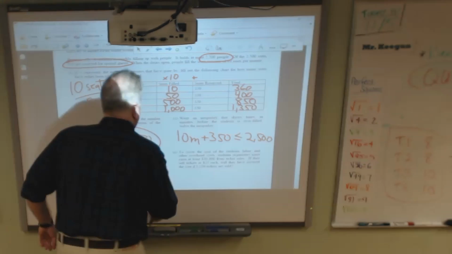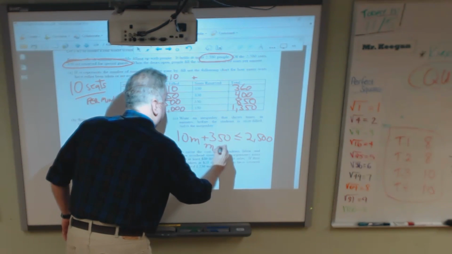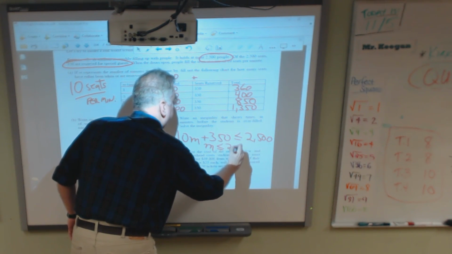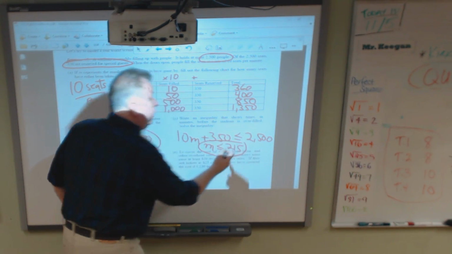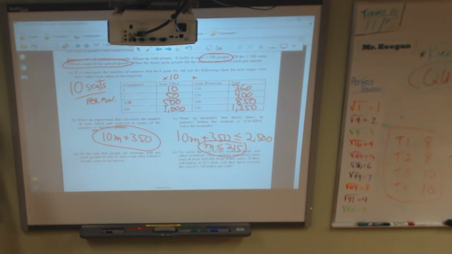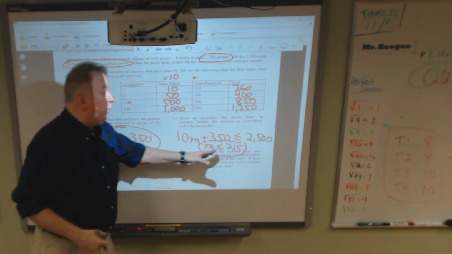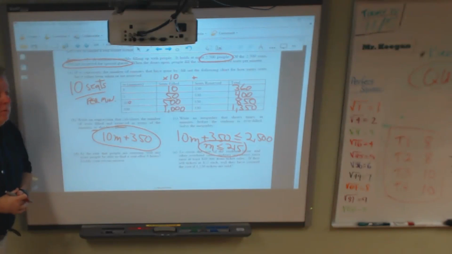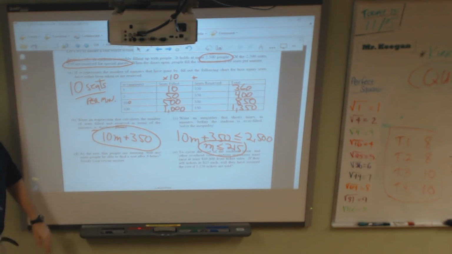So in English words, we got M is less than or equal to 215. In words, what does that mean? Like, how would you say it? After 215 minutes, what happens? The stadium's going to fill. Stadium's going to be filled. That's right. Very good.